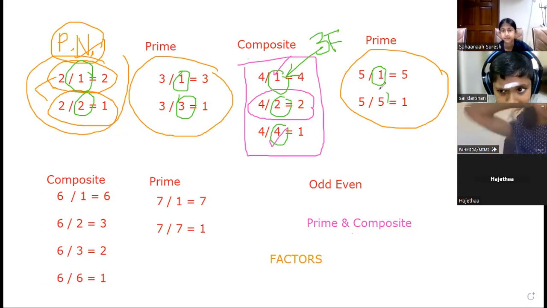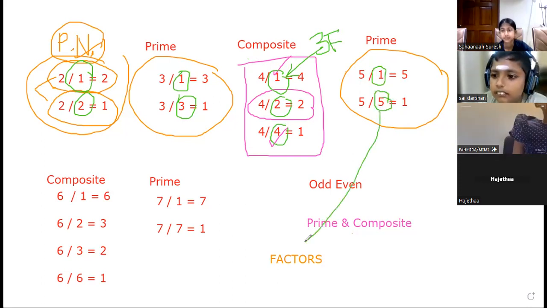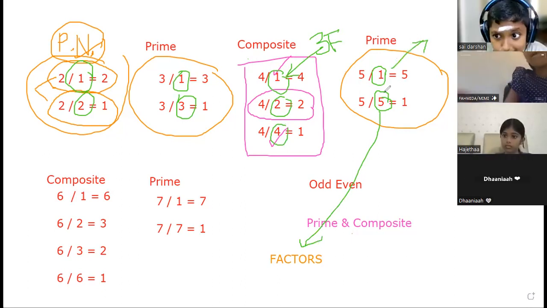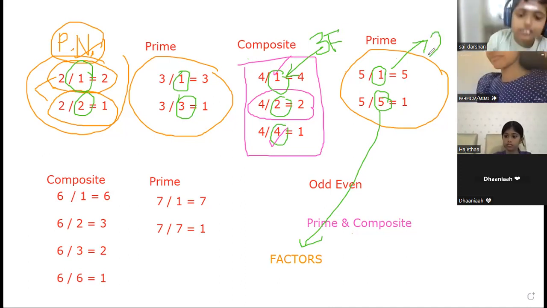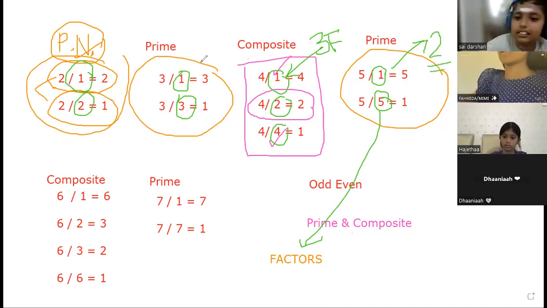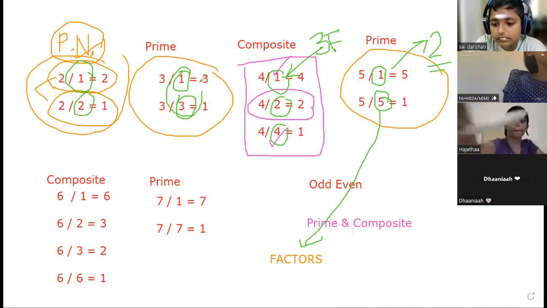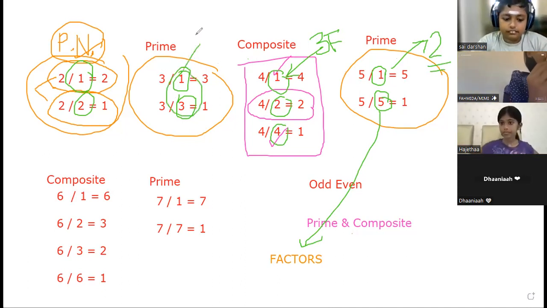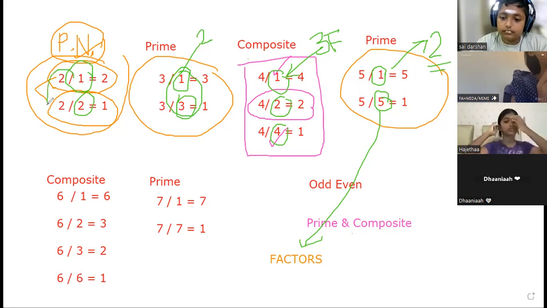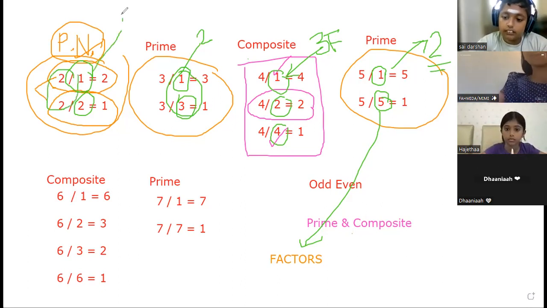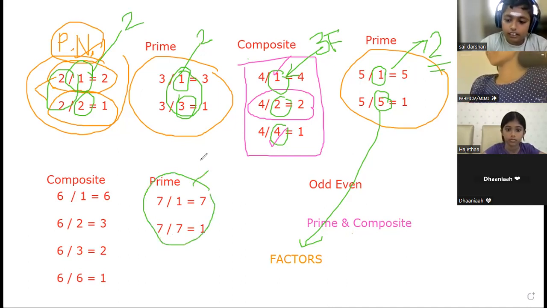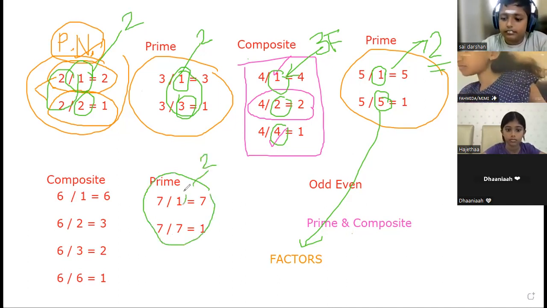Look at 5. 5 can divide by 1. 5 can divide by 5. This is called factors. How many factors do we have for number 5? Put in chat. There are only 2 factors. Look at number 3. 2 factors. Look at number 2. 2 factors. Look at number 7. They only have 2 factors. One is 1 and the other is the number itself.